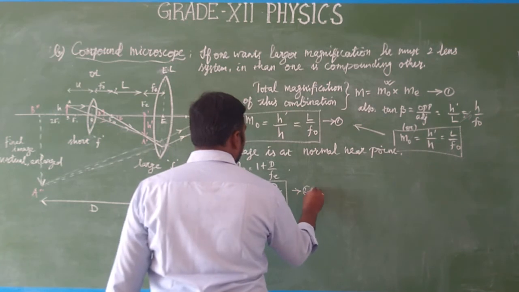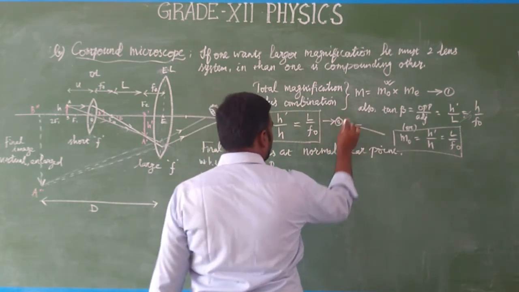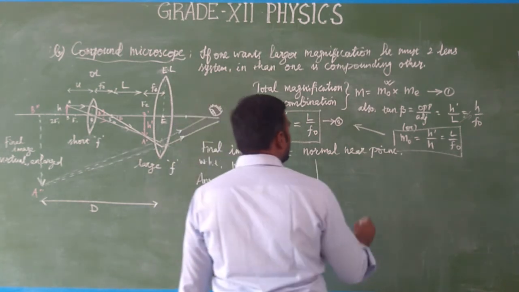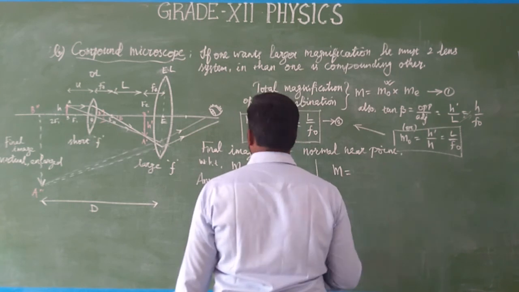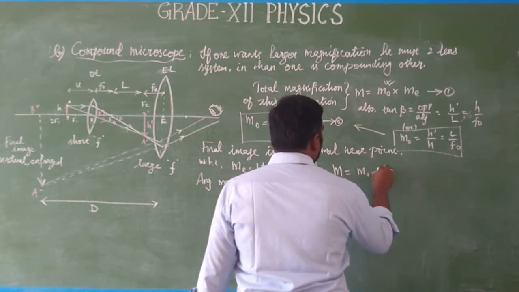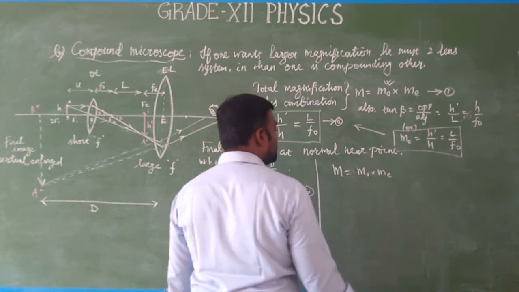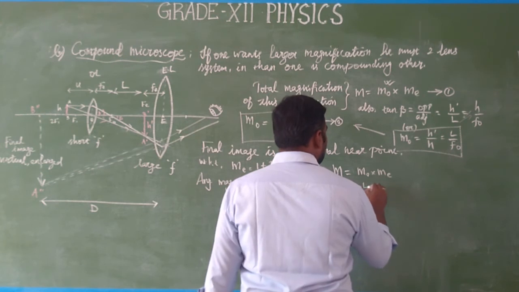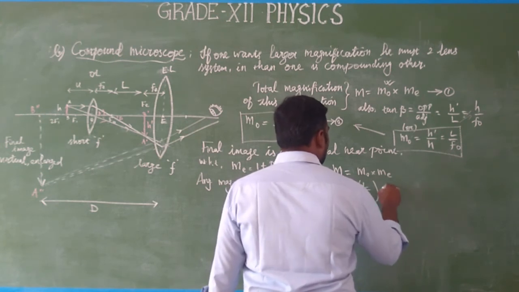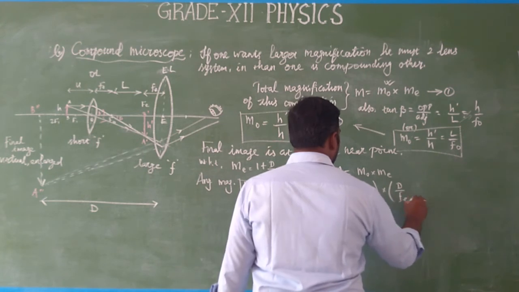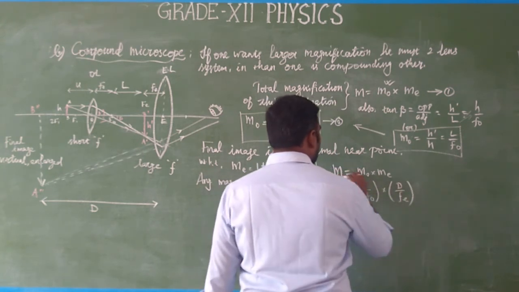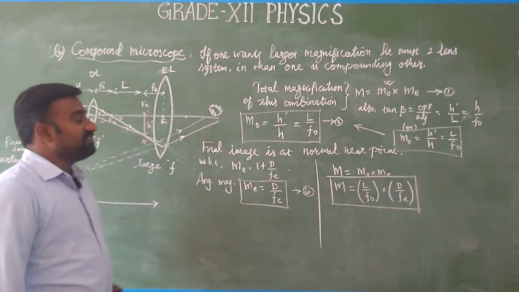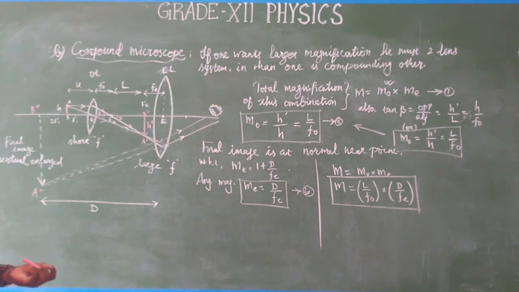This is equation number 2, and this is 3. Substitute 2 and 3 in 1. What will you get? Substituting 2 and 3 in 1, the total magnification of this combination is MO into ME, that is magnification of objective lens and magnification of eye lens. So substituting the value, it is L by Fo into D by Fe. So this is the total magnification of a compound microscope. Okay, so finally we found the total magnification of the compound microscope.